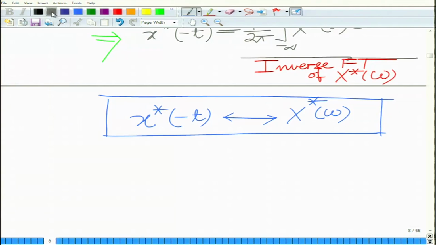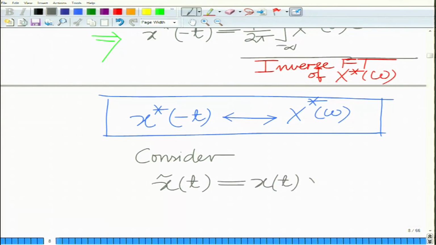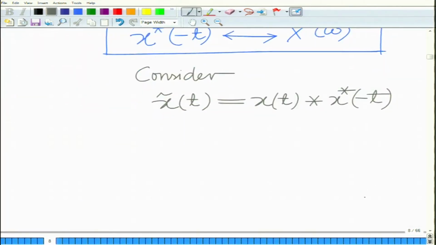Now, we define the function. Consider now x tilde of t defined as x of t convolved with x conjugate of minus t. So, we are taking x of t and convolving it with x conjugate of minus t. So, x tilde of t is x of t convolved with x conjugate of minus t.